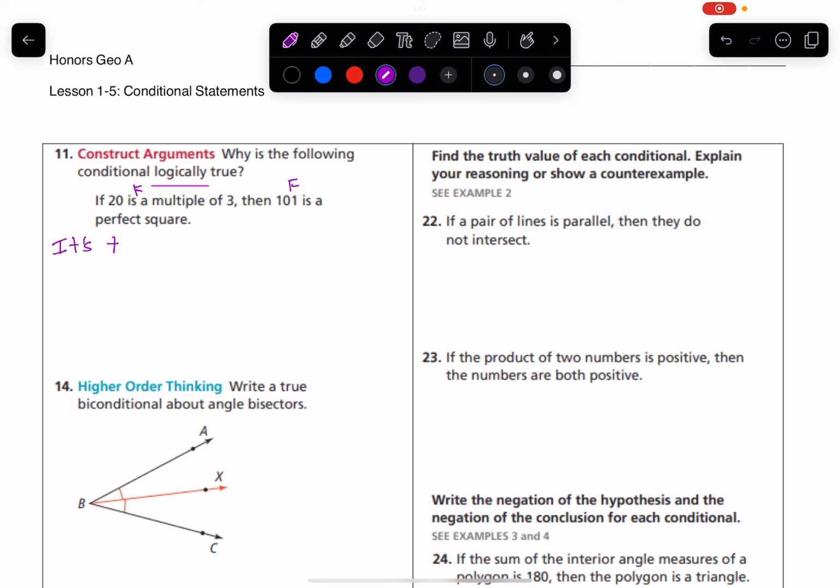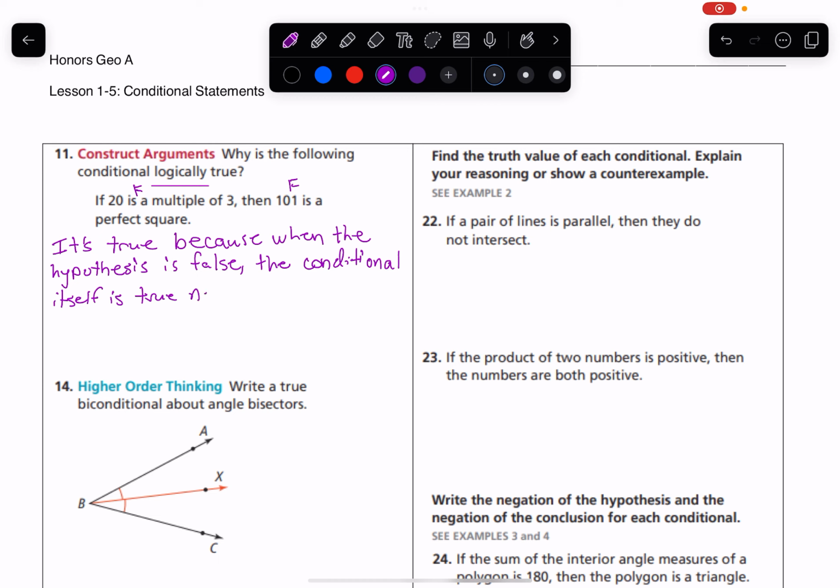So it's true because when the hypothesis is false, the conditional statement itself is true no matter what.